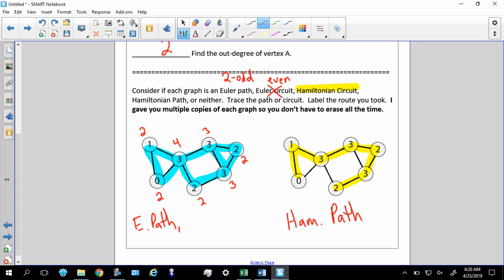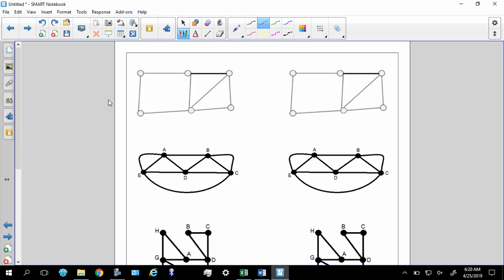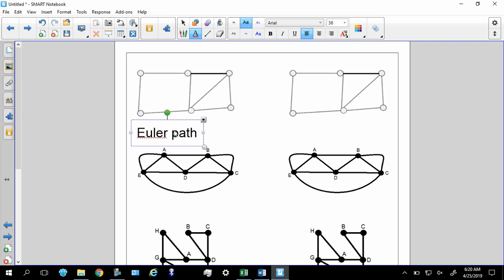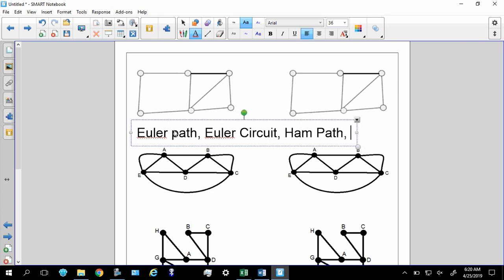All right, moving on. Next one, again, Euler path. In fact, I'm going to write it like this. Euler path, Euler circuit, Hamiltonian path, Hamiltonian circuit. I don't think I need to spell out circuit. Hopefully you know what it is.